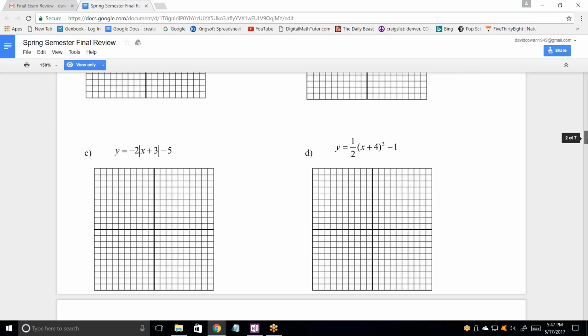All of these are transformations. What's the parent function on C? Absolute value of x. What transformations are going on, starting from the left to the right? A stretch factor. Start with the negative sign. Always start with the negative sign. I switch over the x. Okay, and then the 2? Stretch factor. And the plus 3? Horizontal shift to the left. And the minus 5? Vertical shift down.